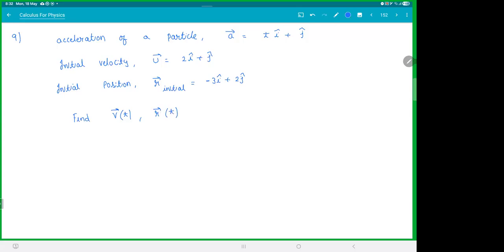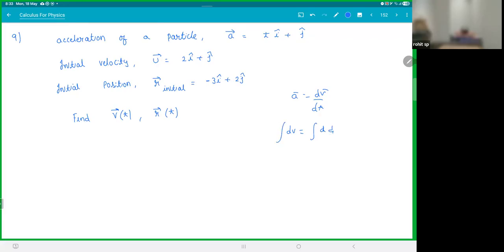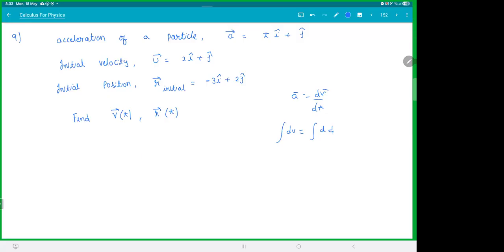So last time we did this in 1D. We are doing the same stuff, but now in vectors. Hope you remember the formulas like a bar is dv bar by dt. So we'll send dt that side and we'll get dv bar is equal to integral of a bar dt. Give it a try. It's a double integration. We will wrap this up in the first half of the class. We're almost at the end of calculus, and this is actually the beginning of kinematics, you can say.